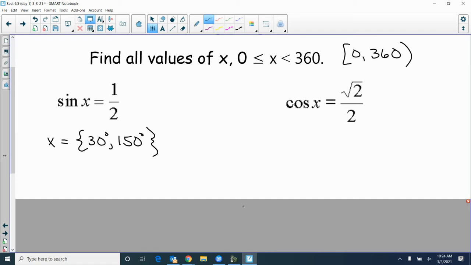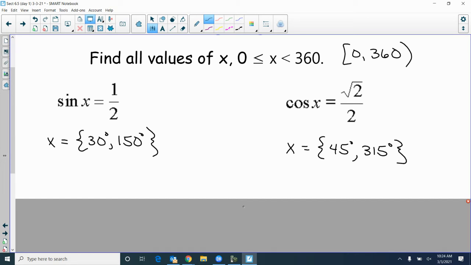Cosine of x equals square root of 2 over 2. What is that? It's 45 degrees and 315 degrees. 45 degrees because it's in quadrant 1 and also in quadrant 4. So you're going to have x equals 45 degrees and 315 degrees. All right, agreed.